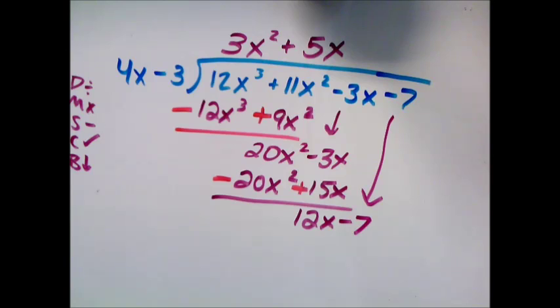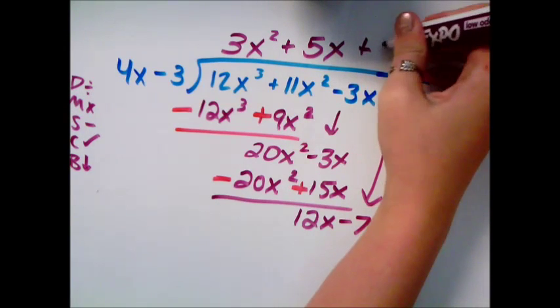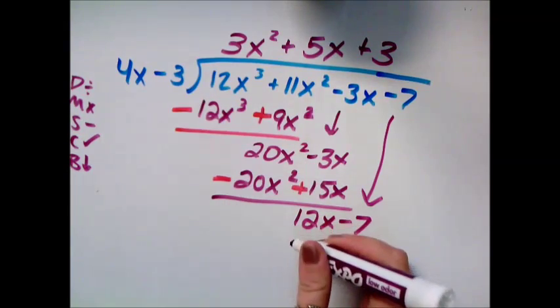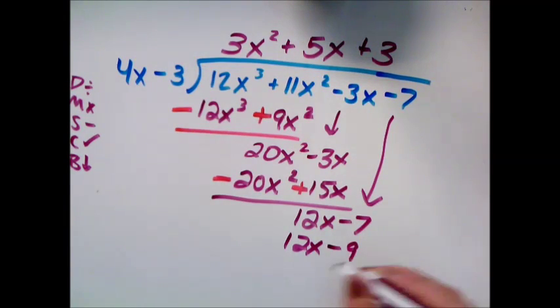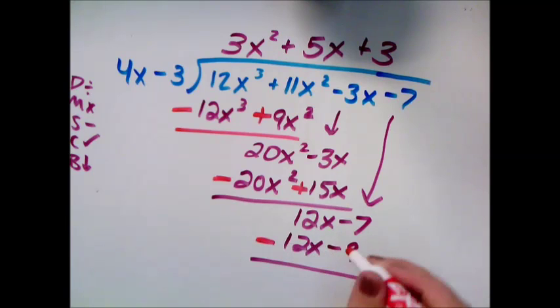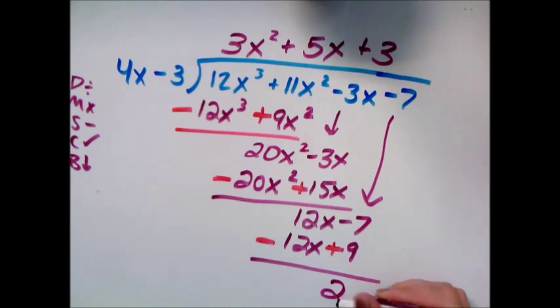How many times does 4x go into 12x? Well, it looks like 4 times 3. So 3 times 4x would give us 12x. 3 times negative 3 is negative 9. And then don't forget our last subtract. Still subtracting the whole thing, so minus makes that one plus. So now if I combine them or add them together, these cancel, and negative 7 and 9 is 2.